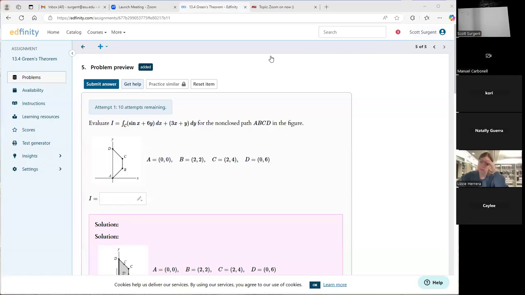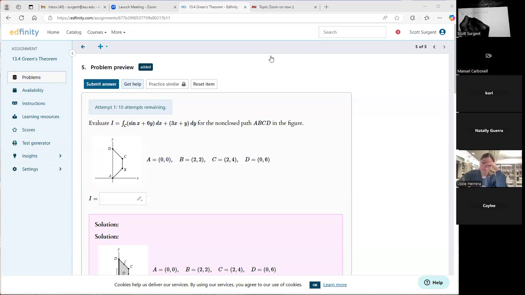So this is 13.4, number 5. Let me copy all this down. It's sine x plus 6y dx plus 3x plus y dy. And we want to find the line integral along this path that looks something like this.